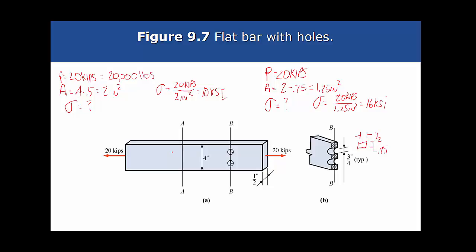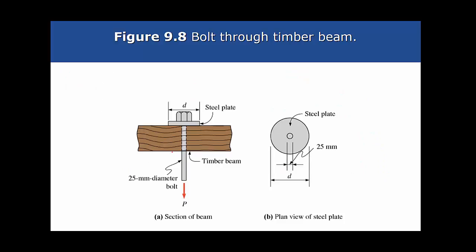So what do we got here? Bolt through timber beam. Oh, wood. God. I don't know if I want to deal with that or not. Is there anything different about that? What are we doing on that one? Determine the minimum required diameter. Well, we do need to deal with this one.